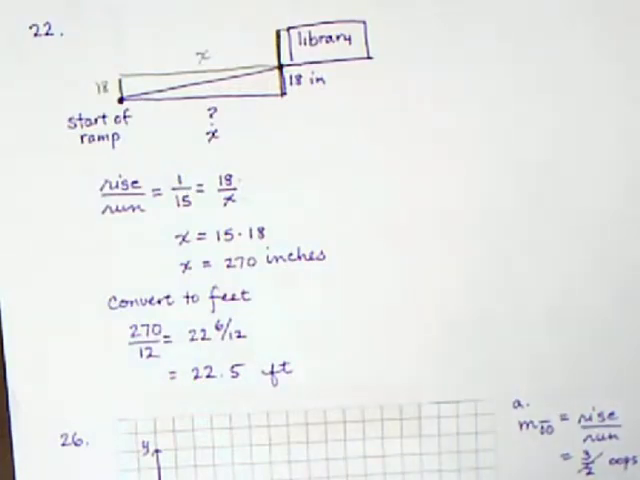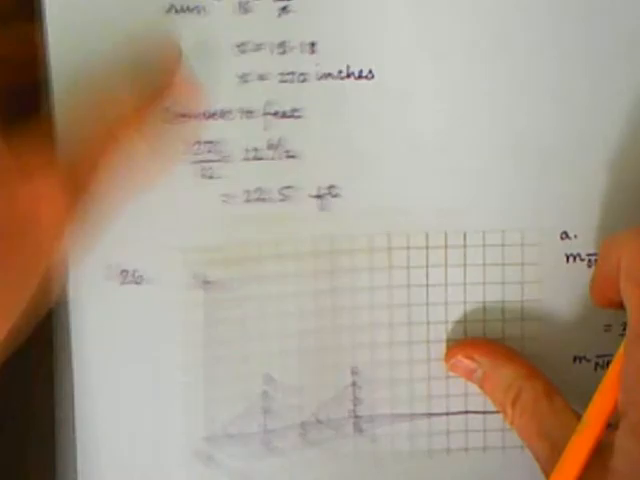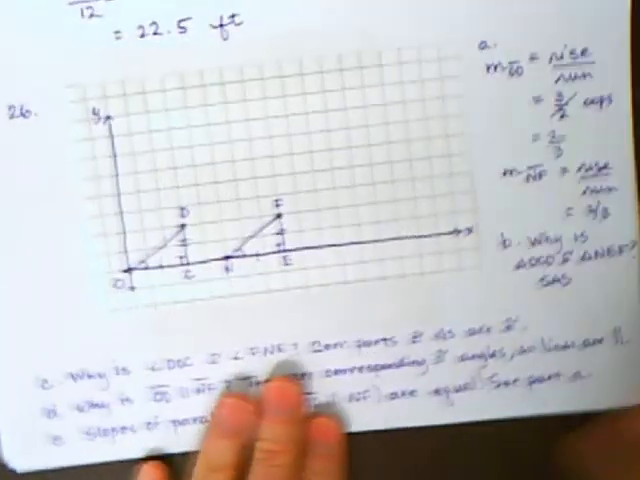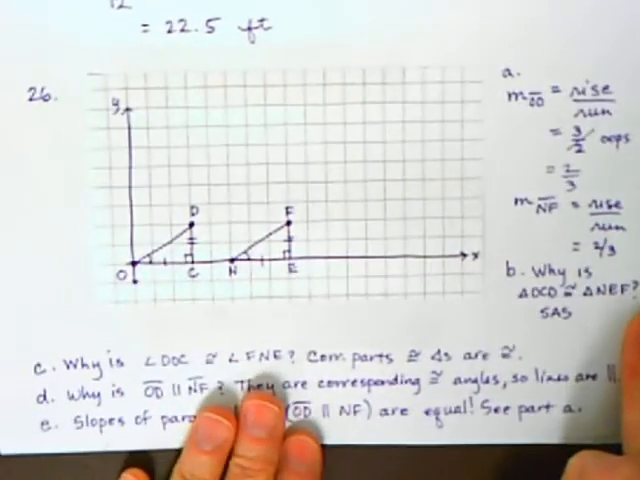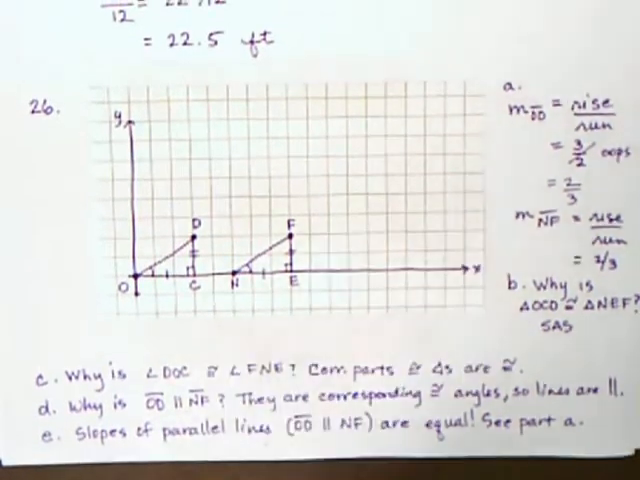Okay, 26. Let's look at 26 now. 26, I think, is a great problem. I love this problem. Okay, zoom that back a little bit.